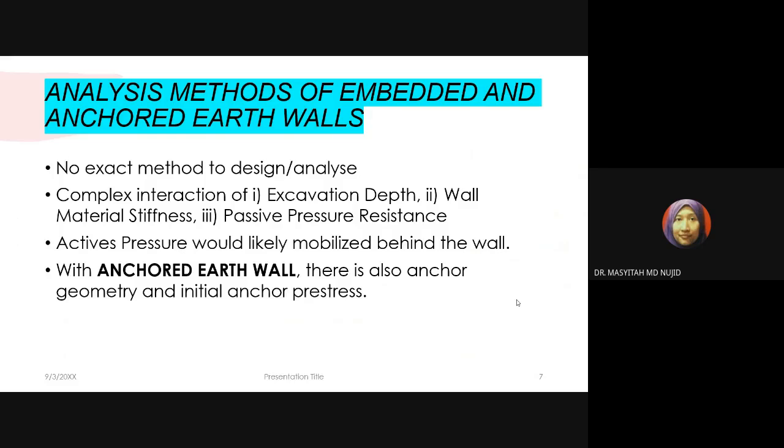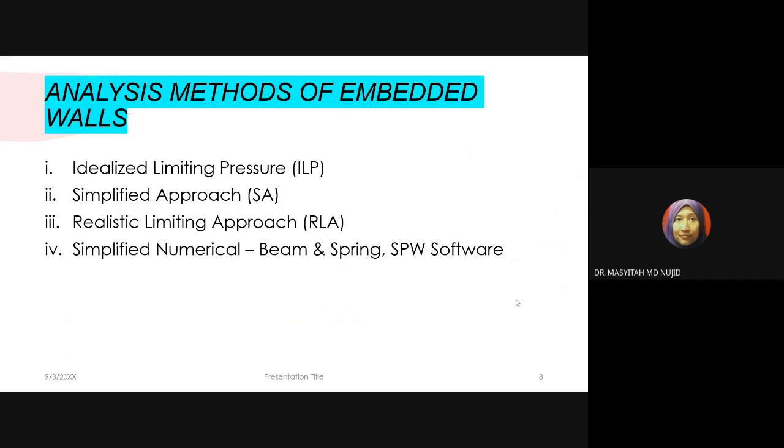The active pressure would likely mobilize behind the wall. With anchor earth wall, there is also anchor geometry and initial anchor stress. There are four methods of embedded wall analysis. The first method is an idealized limiting pressure, the second is a simplified approach, the third is a realistic and limiting approach analysis, and the last one is a simplified numerical analysis by beam and spring, or by using computer simulation or computer software.